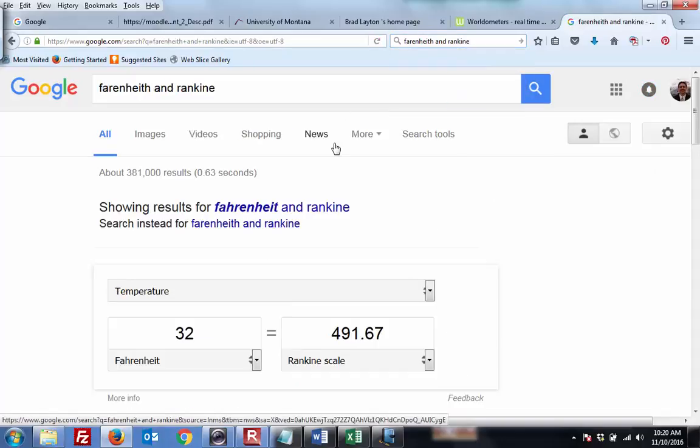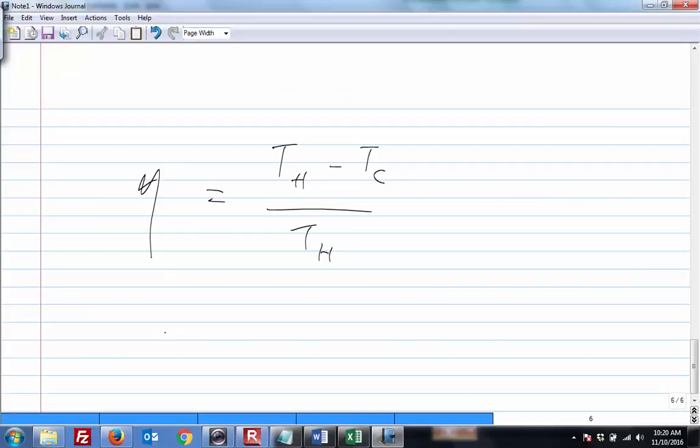It also allows me to be a terrible speller. But so 32 degrees Fahrenheit. So water freezes at 32. That's the temperature at Rankine. And so we can pop in the numbers. 100 degrees. So the point is that when I run these numbers, these have to be absolute temperatures.